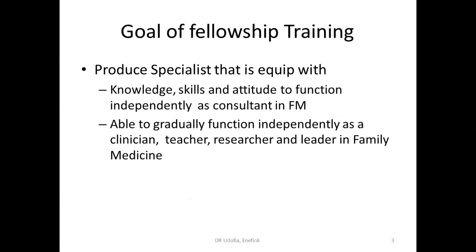We want to remind ourselves of the goal of the training. The goal of the training is to produce specialists with knowledge, skill, and attitude to function as a family medicine consultant, and that you do that independently and function not just as a consultant but as a full clinician. You are a teacher, a researcher, and a leader in family medicine. That is the whole essence of the training, which I'm sure all of us are aware of.